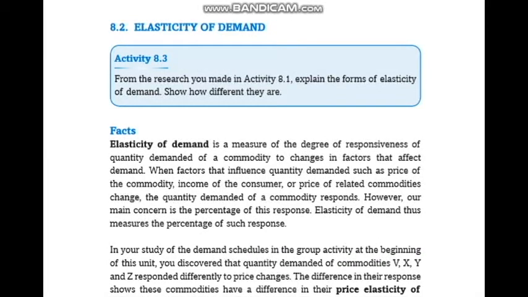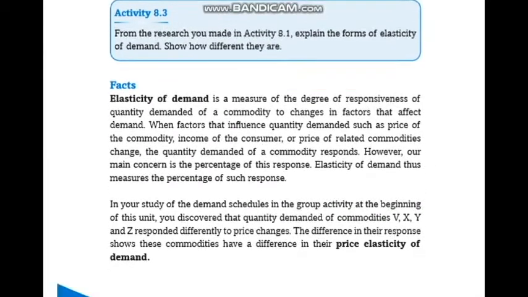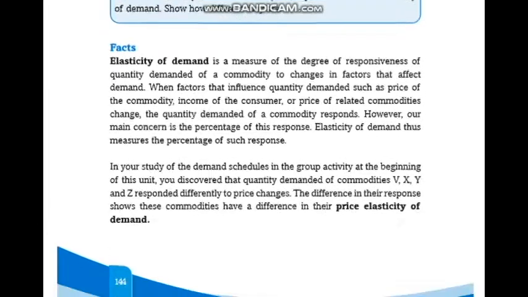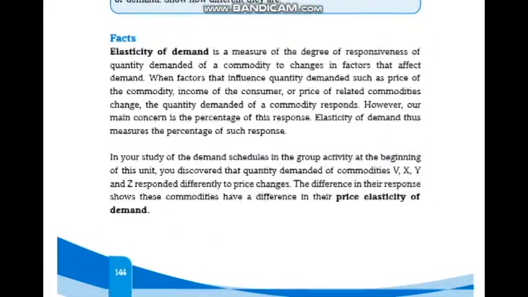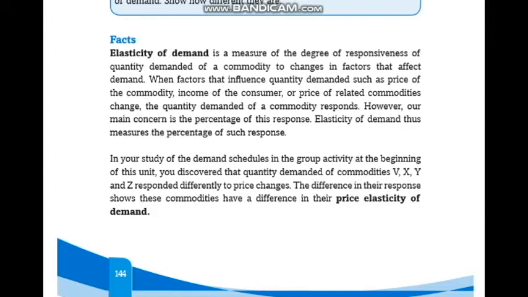So elasticity of demand, now as 8.2. Activity now: from the research you made in activity 8.1, the research that I have mentioned, explain the forms of elasticity of demand and show how different they are. We are going to differentiate the forms of elasticity. Now, elasticity of demand is a measure of the degree of responsiveness of the quantity demanded of a commodity to changes in factors that affect demand.